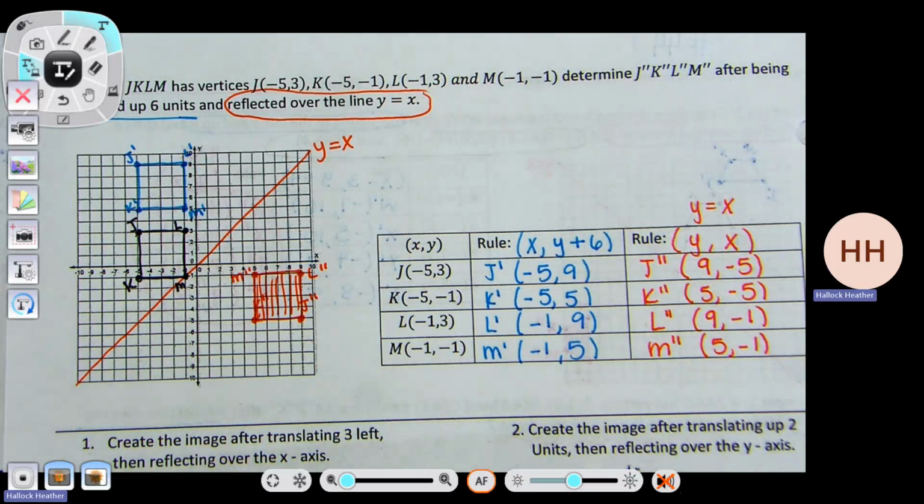Remember, you have to go in order. So if it says to translate it first, you have to translate it first. If it says to reflect it first, you have to reflect it first, or else the picture will end up in a different spot.